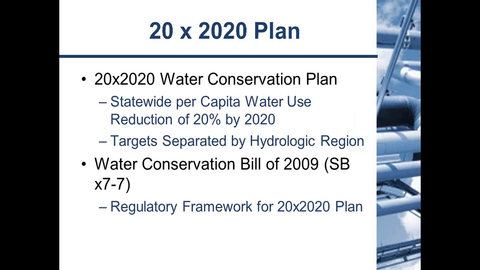And to do this, we have the 20 by 2020 plan, which is a water conservation plan, and it's targeted to reduce the statewide per capita water use by 20% by 2020. And these targets are separated by hydraulic region, which we'll see on the next few slides. And the regulatory framework for the 20 by 2020 plan was the Water Conservation Bill of 2009, Senate Bill X7-7.